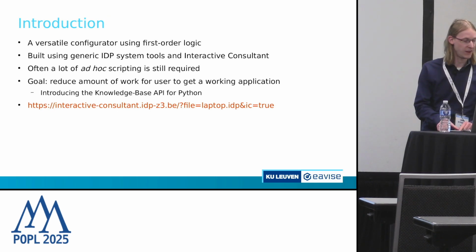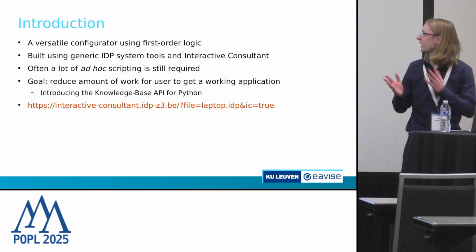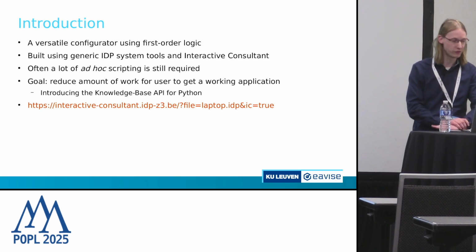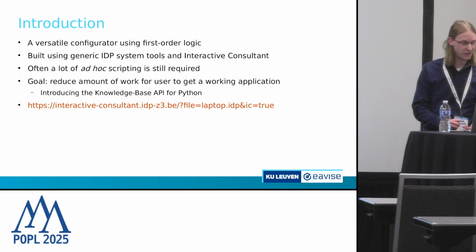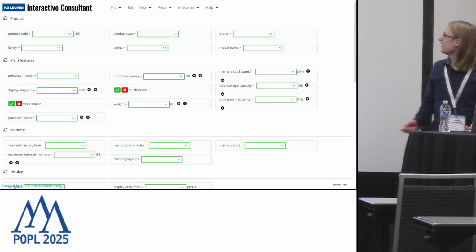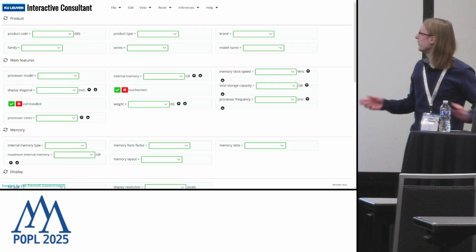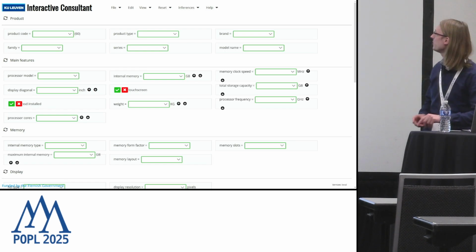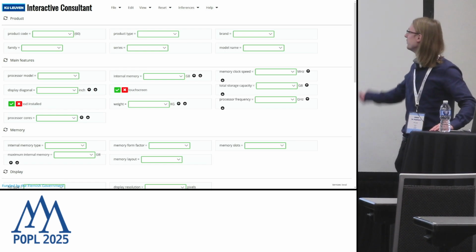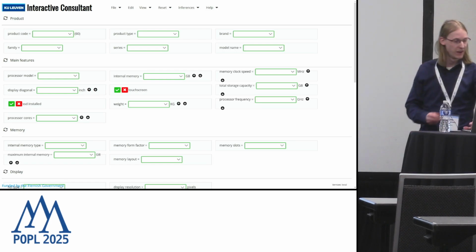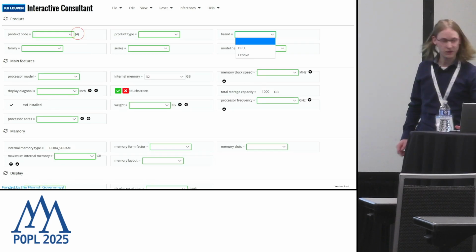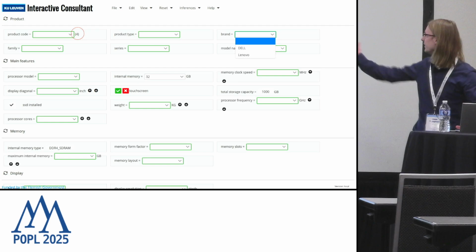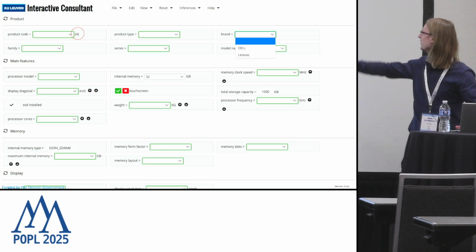Often, a lot of ad hoc scripting is still required to get to the point where we can use these tools. And our goal here is to reduce the amount of work for a user to get a working application. If you look at our interactive consultant, we see this is the web shop for laptops. There are a lot of choices a user can make. Say a user says, I want my internal memory to be maximized. If you do that, you see that internal memory goes to 32 gigabytes.